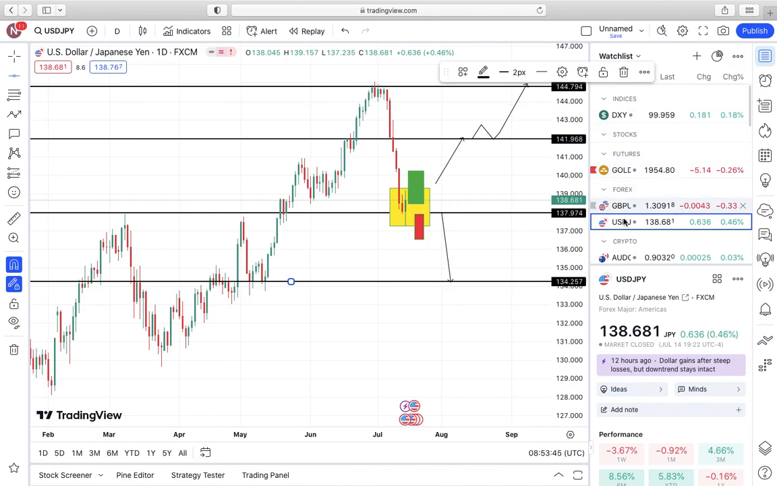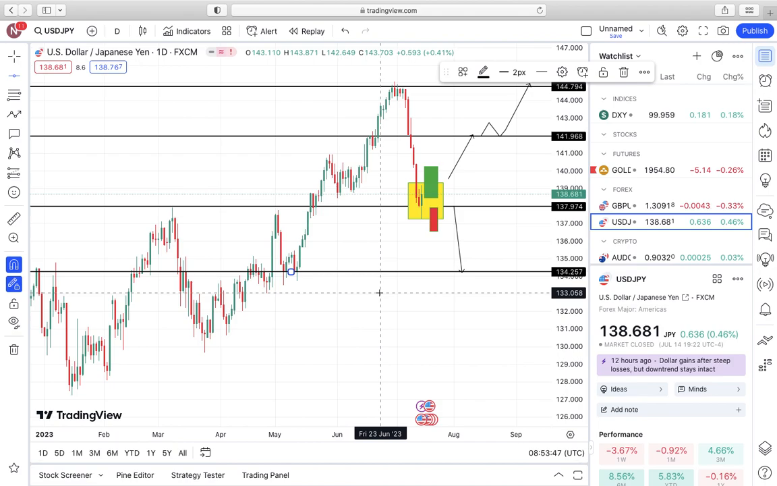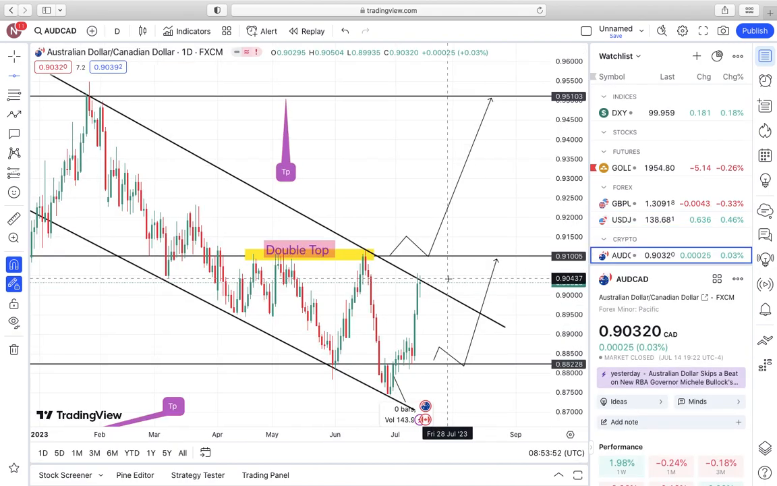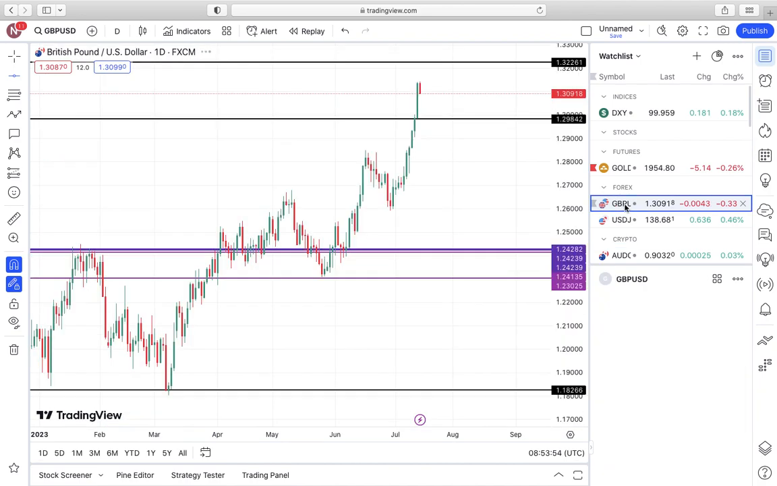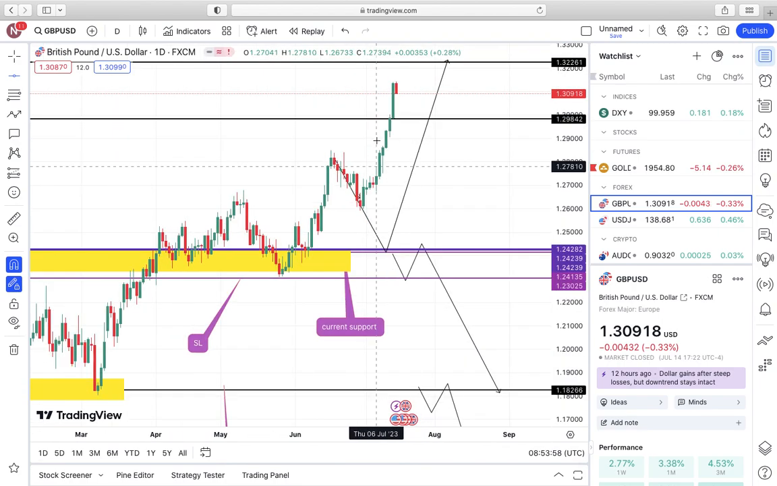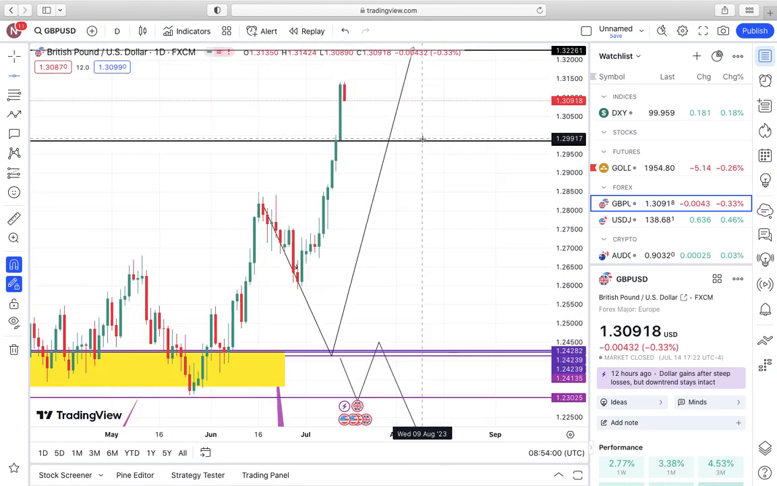Let us see a resistance zone. And we can consider that analysis, guys. This is it. Remember, this is a resistance zone. This is a resistance zone created.